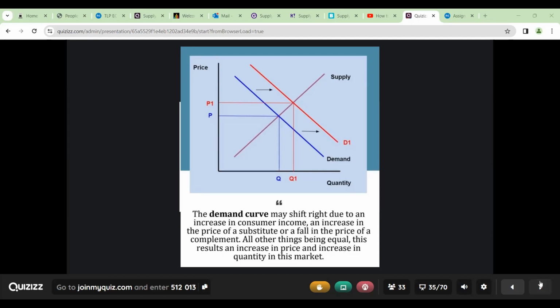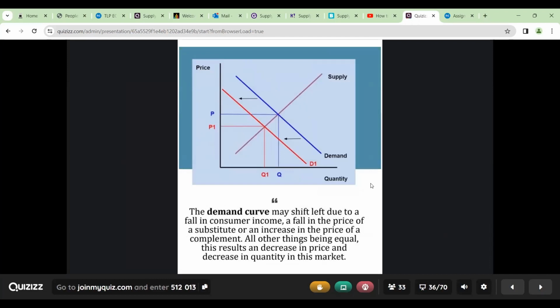That's all right. So here, the demand curve may shift left due to a fall in consumer income, a fall in the price of a substitute, or an increase in the price of a complement. All other things being equal, this results in a decrease in price and a decrease in quantity in the market.